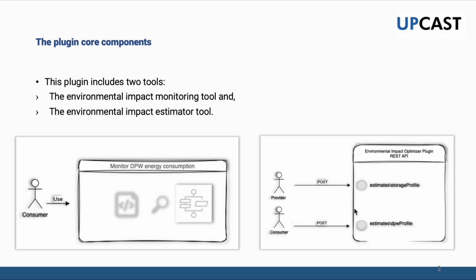This REST API comprises two endpoints, the dataset storage energy profile and the data processing workflow energy profile. And later we will present the conducted experiments to collect data for the estimator of the data processing workflow energy consumption.